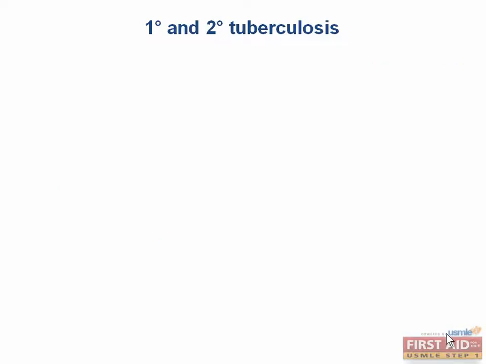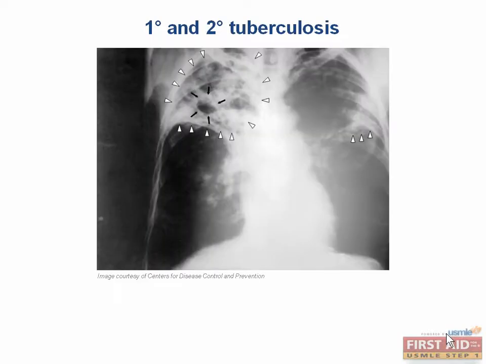Reactivation of dormant TB can lead to secondary TB when the host's cell-mediated immunity is compromised and allows for escape of the organism from granulomas. Secondary TB commonly affects the apices of the lung, as Mycobacterium tuberculosis has a predilection for the high oxygen concentration found there. You'll learn in pulmonary how the apices of the lungs have higher oxygen levels.